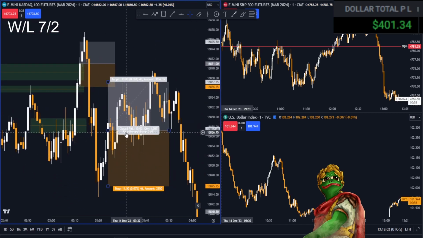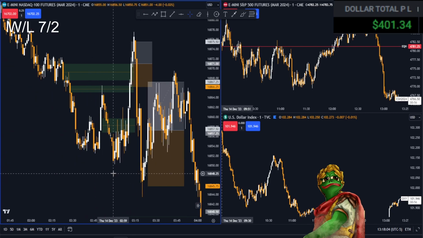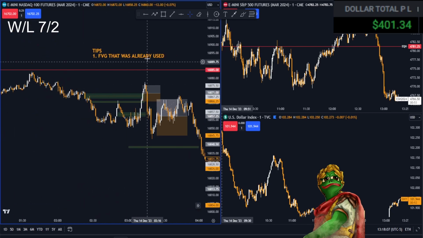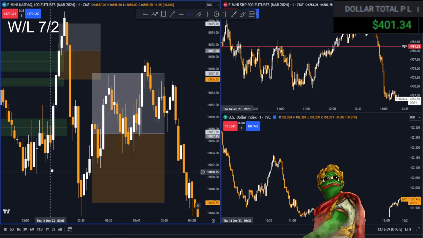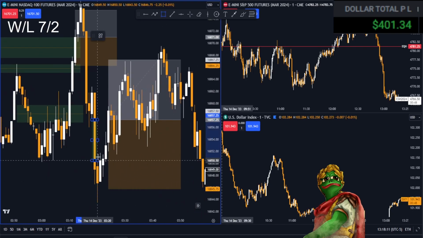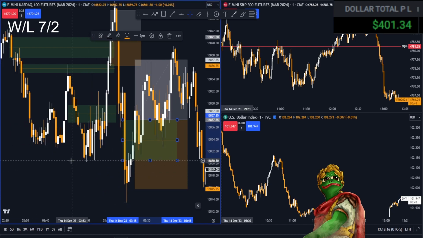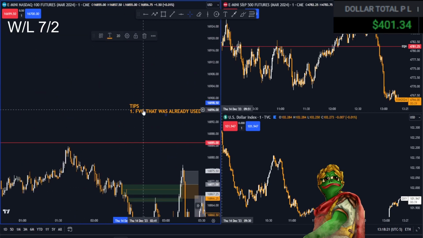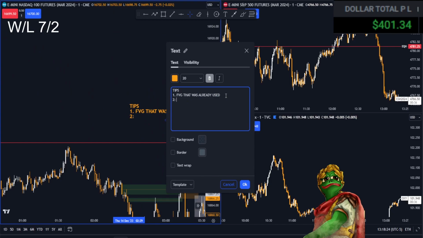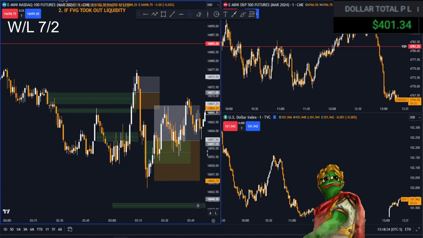Now another trade here. We went down, took out this liquidity here. I was still expecting us to go for this buy side. We can see a fair value gap that also took out the liquidity. That's like also a great inversion. So just another tip. If a fair value gap took out liquidity, it's also a great one. And that means that you can just trust it more.